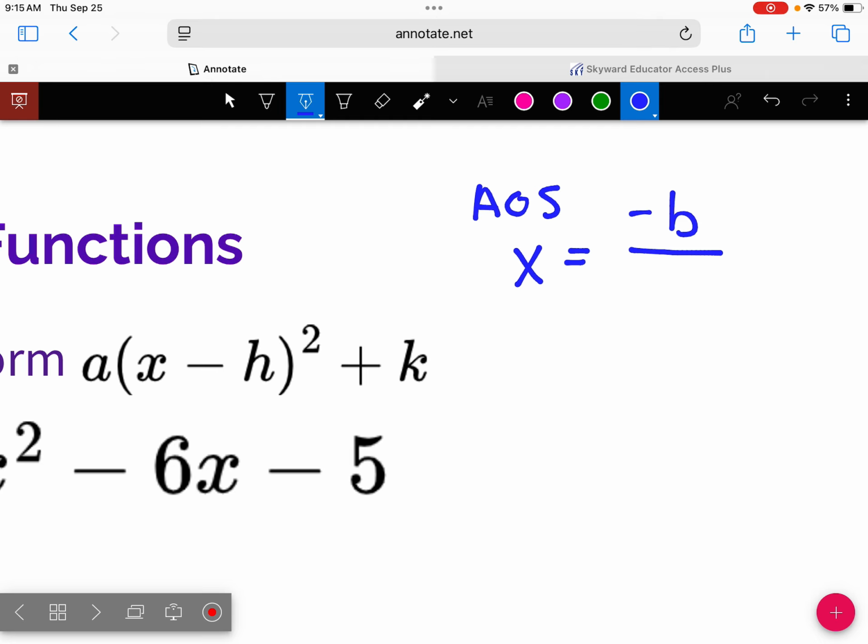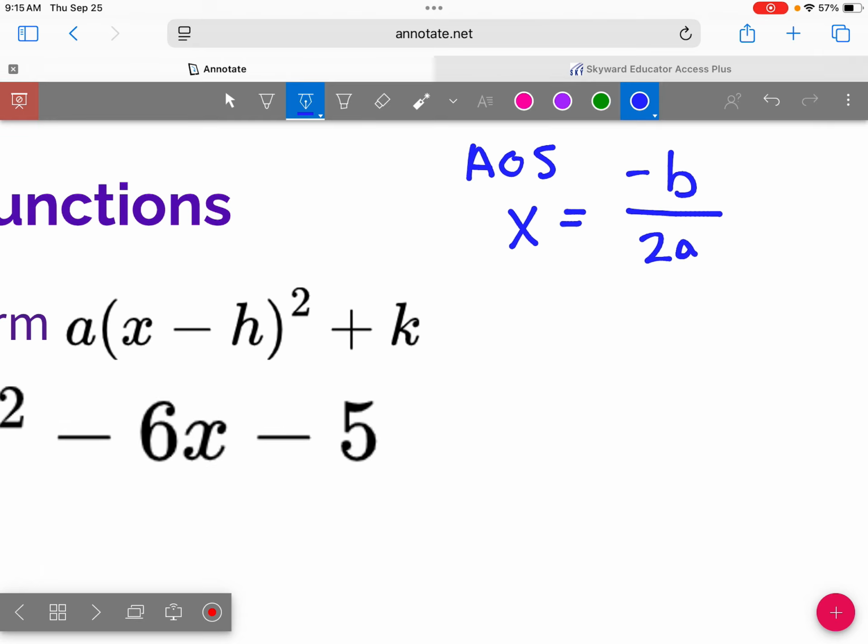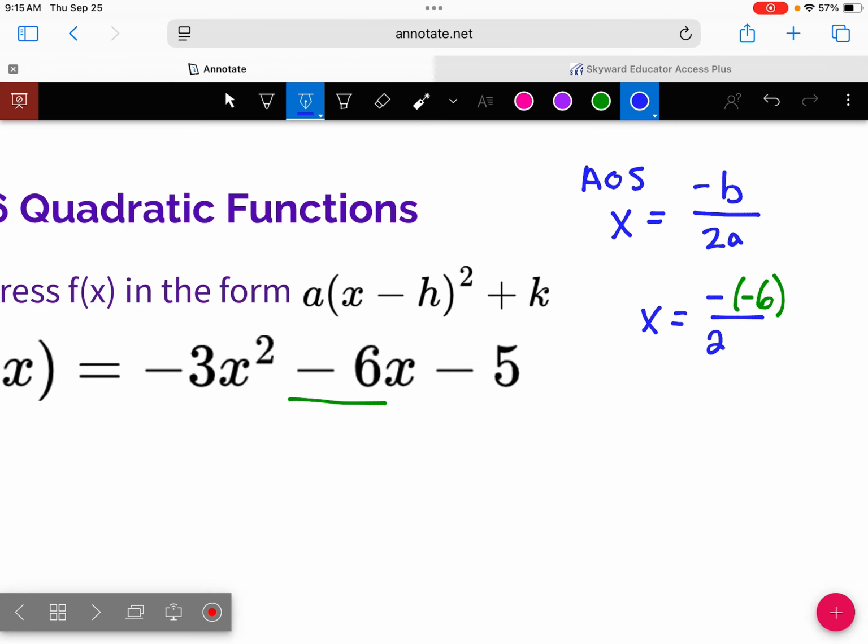Our axis of symmetry is our -b over 2a. If we think about our quadratic formula, that would be the opposite of b right before the plus or minus, with our same denominator of 2a. That's what that is. So our x equals the opposite of our b, which is the -6, over 2 times our a, which is our -3.